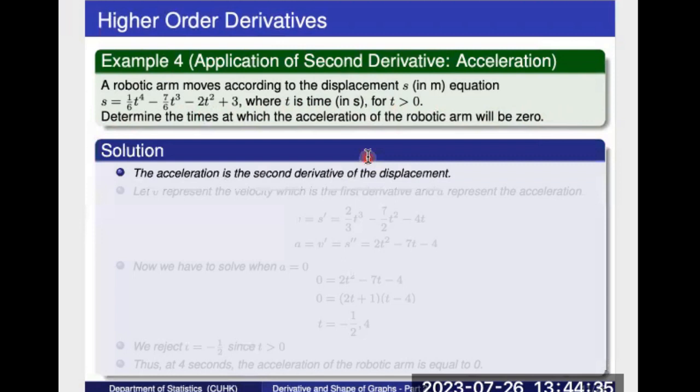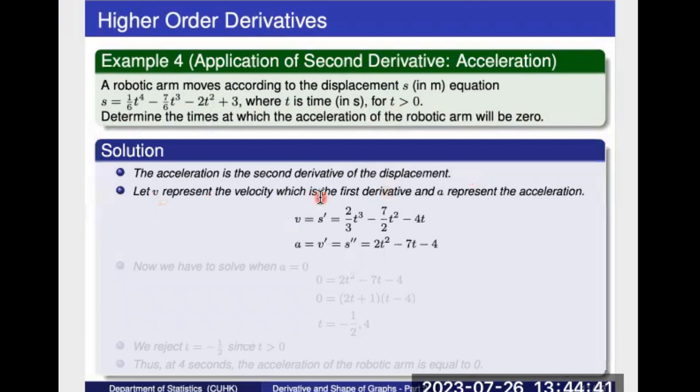To find this, we can use the fact that the acceleration is the second derivative of the displacement. Let v represent the velocity, which is the first derivative, and a represent the acceleration. The velocity is 2/3 t cubed minus 7/2 t squared minus 4t by applying the power rule. The acceleration is 2t squared minus 7t minus 4 by applying the power rule again. Now we have to solve when a equals 0.